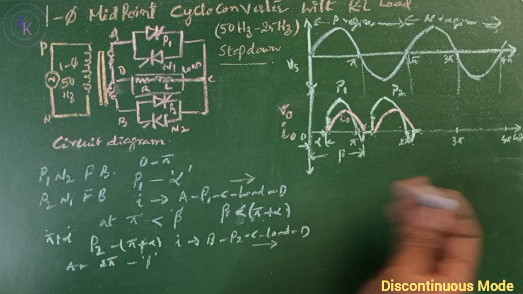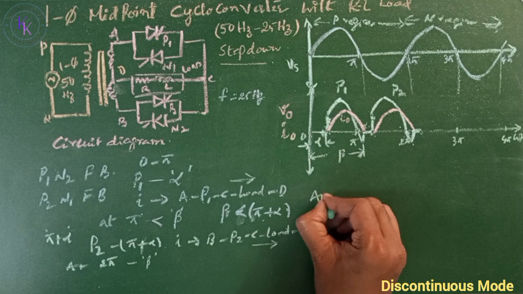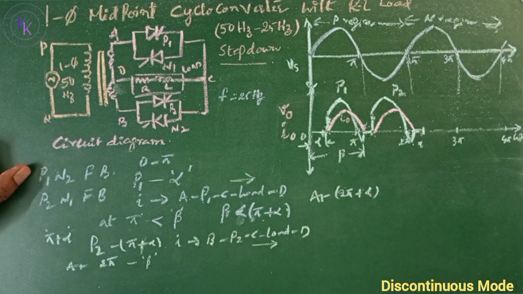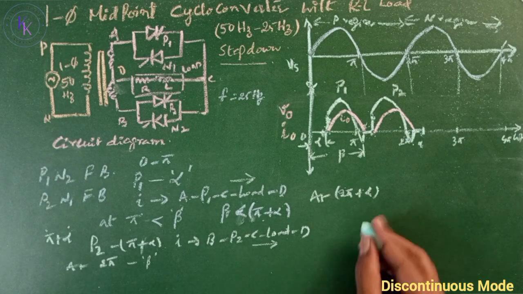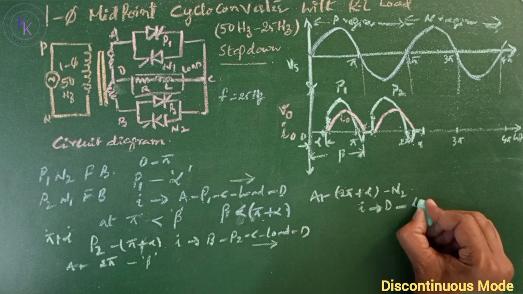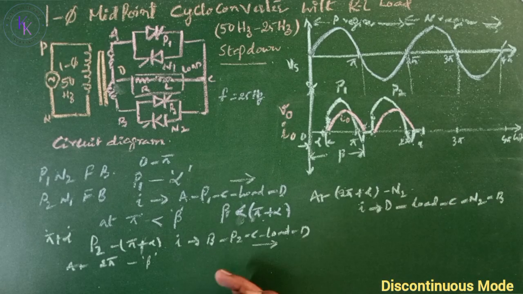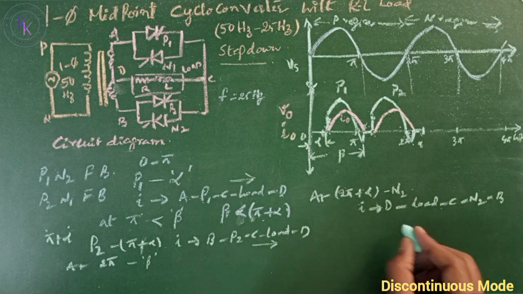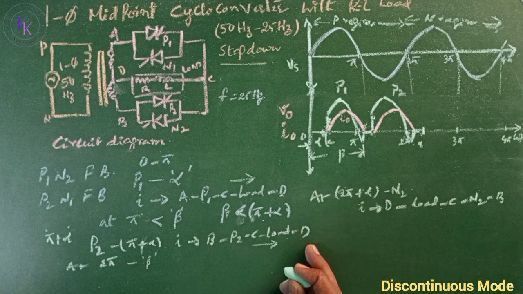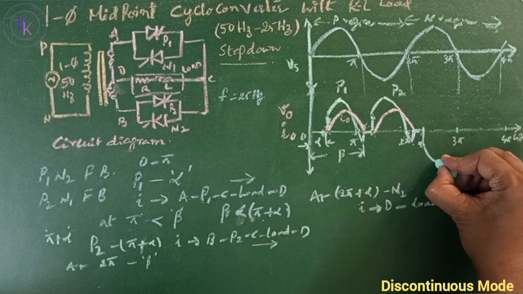We got the half cycle of the output at our new frequency 25 Hz at 2 pi plus alpha. In positive half cycle, we can turn on P1 and N2. Now I'm turning on N2. The current path is D to the load to C to N2 to B. If you compare these two, here the current is flowing from D to C, whereas the current was flowing from C to D. That was taken as positive, then this should be taken as negative.